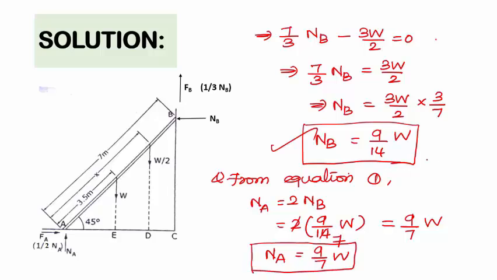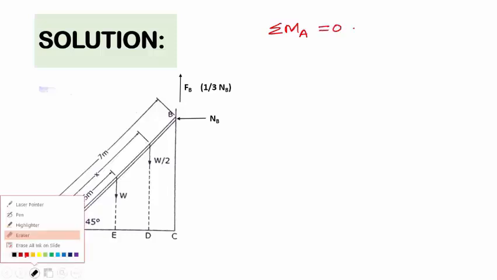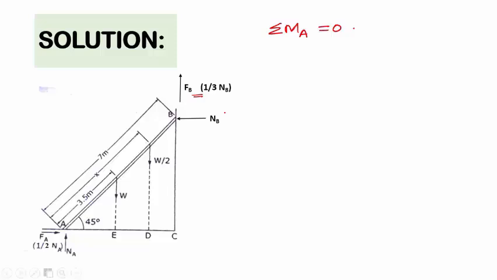We can keep this as equation 3 and this as equation 4. Now considering the third equilibrium condition, that is summation of the moments of all the forces acting at point A is equal to 0. Here the frictional force acting at point B, normal reaction at point B, weight of the man W by 2, weight of the ladder W, frictional force acting at point A and the normal reaction force acting at point A. These all force components are to be considered for calculating the summation of the moments of all the forces acting at point A.